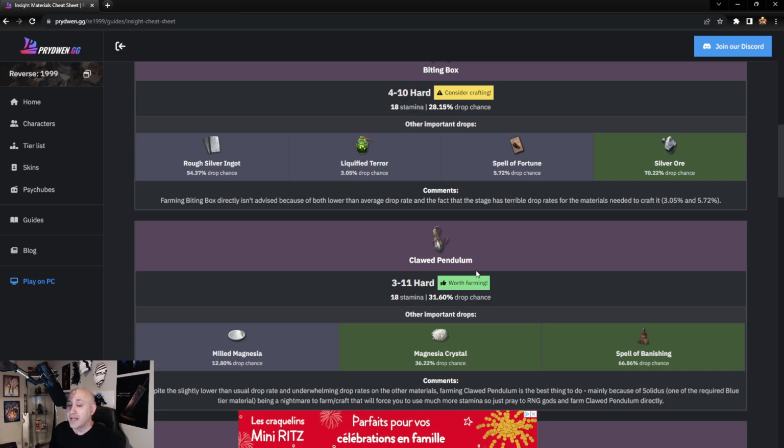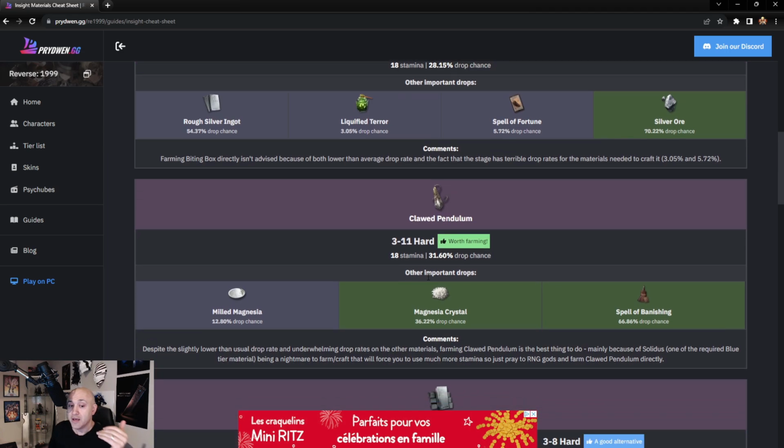All right, Clawed Pendulum. Even though the drop rate is 31.6%, this one here is going to be pretty much critical for your resonant and other forms of progression, right? Even though it has a low drop rate and underwhelming drop rates on the other material as well, farming Clawed Pendulum is the best thing to do, mainly because of Solidus.